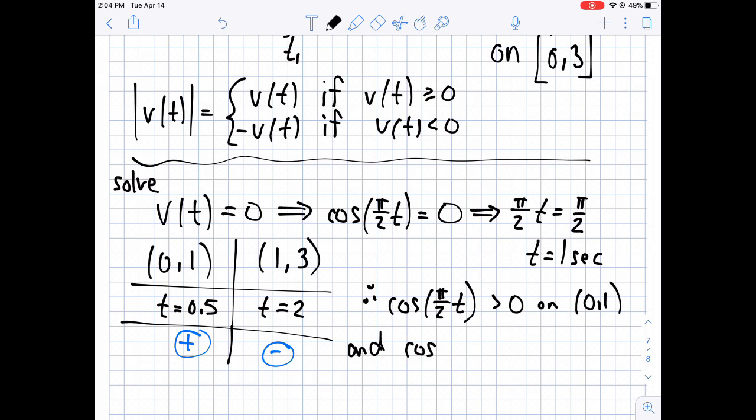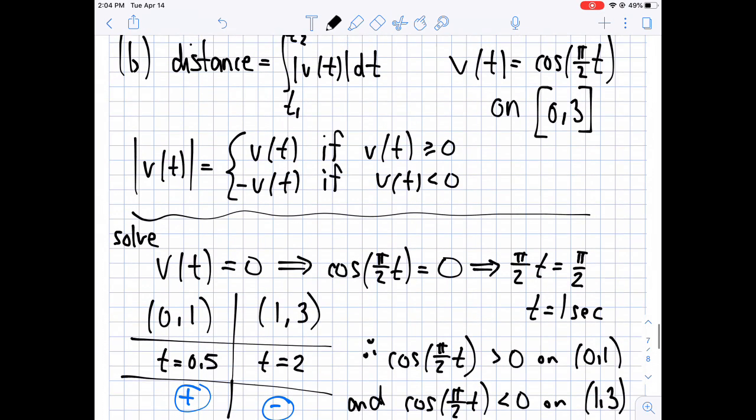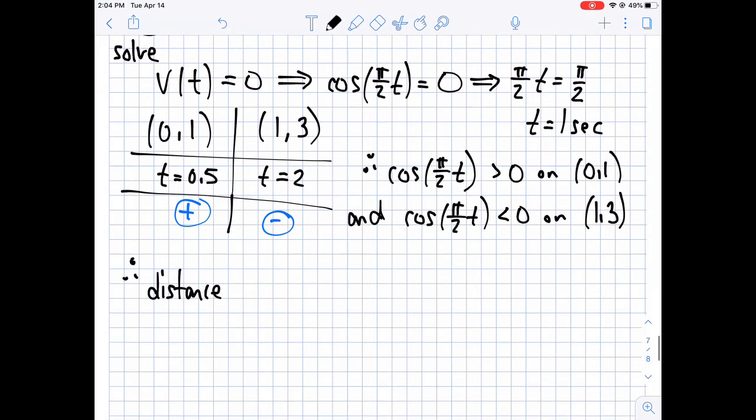And it is going to be less than 0 on the interval from 1 to 3. Okay, and that's very much what we're going to use when we go to do our absolute value integral. So really, our distance is the integral here of the absolute value of our velocity.